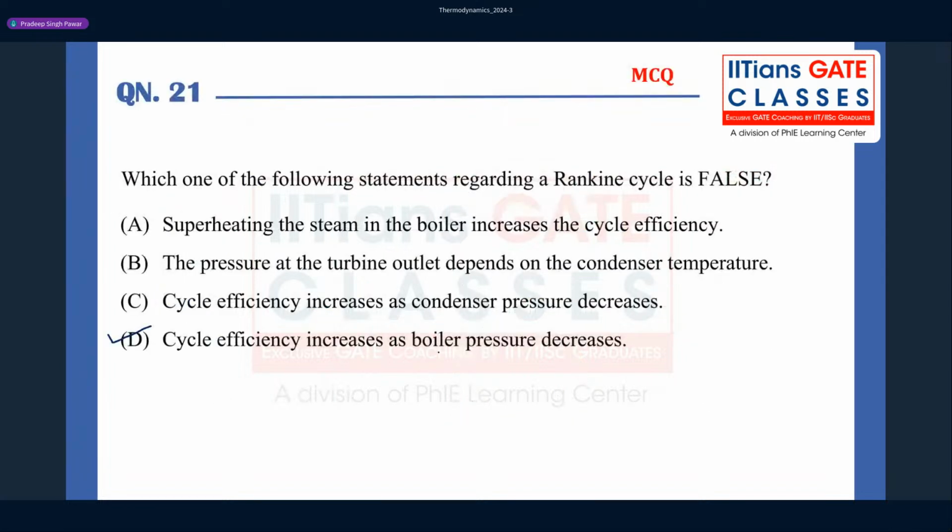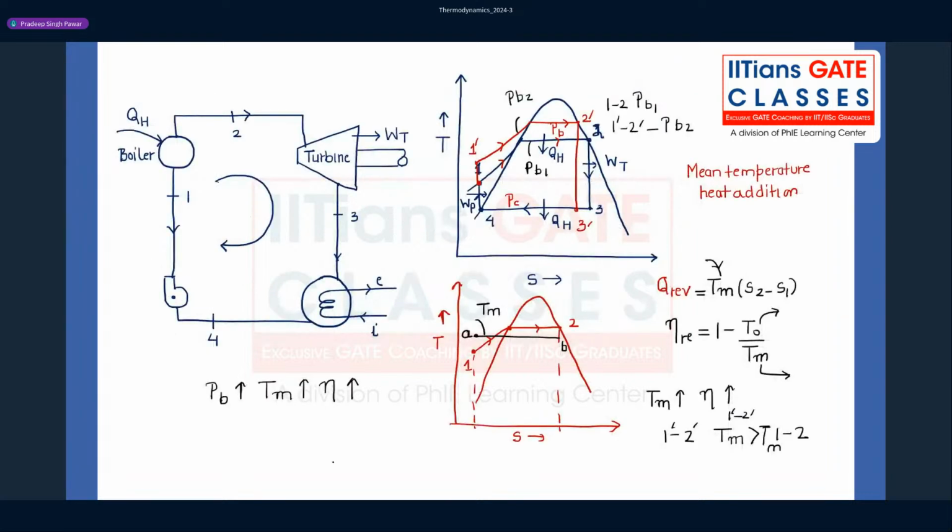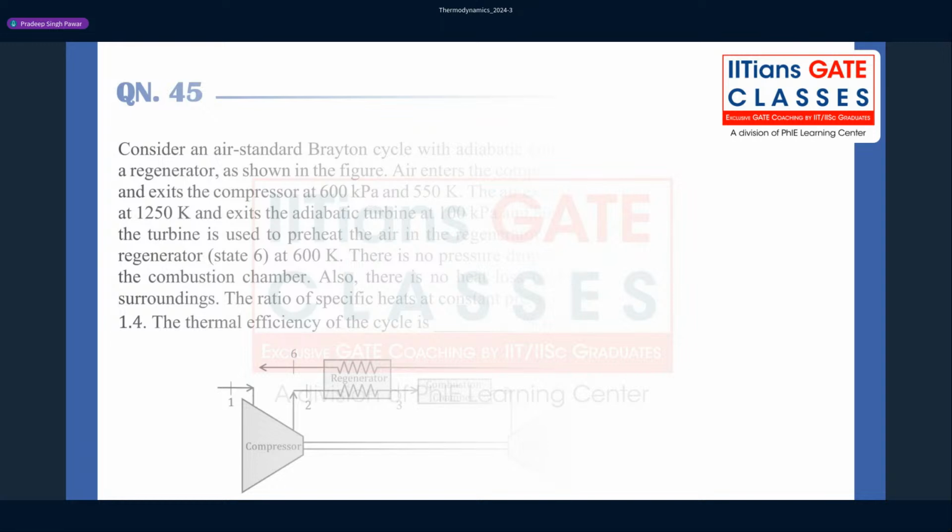Cycle efficiency increases as boiler pressure decreases. This is false. Why? Because cycle efficiency increases as boiler pressure increases. So this is the option here, and this is the explanation for that. Hope you have understood. The concept here is the mean temperature of heat addition. As we increase the boiler pressure, our mean temperature of heat addition is increasing, and if it is increasing, that means the cycle efficiency is going up. Okay, let's move to the next problem.